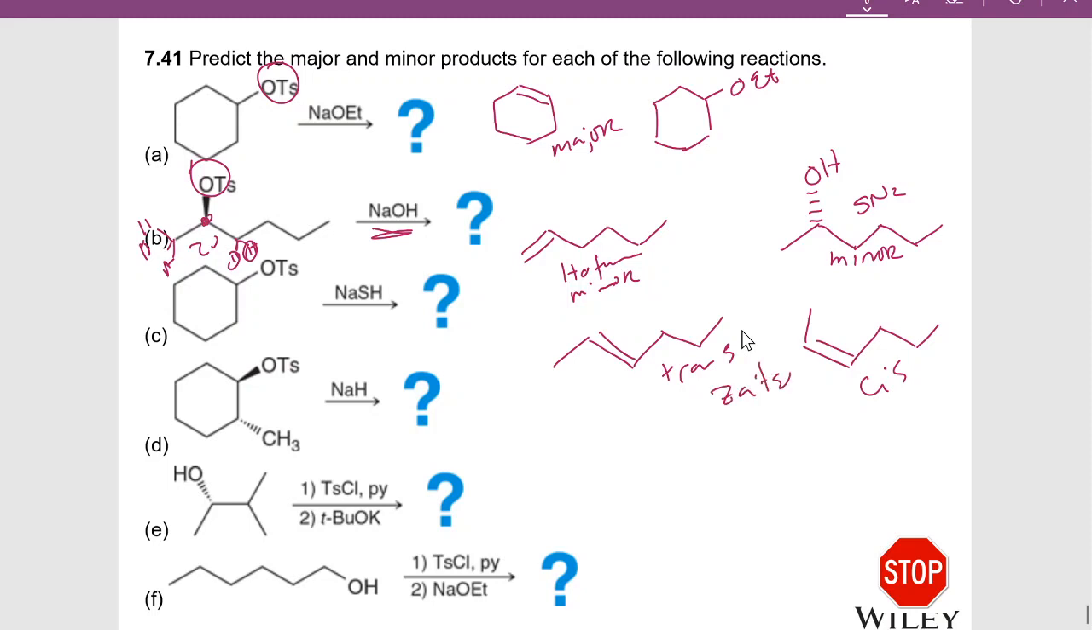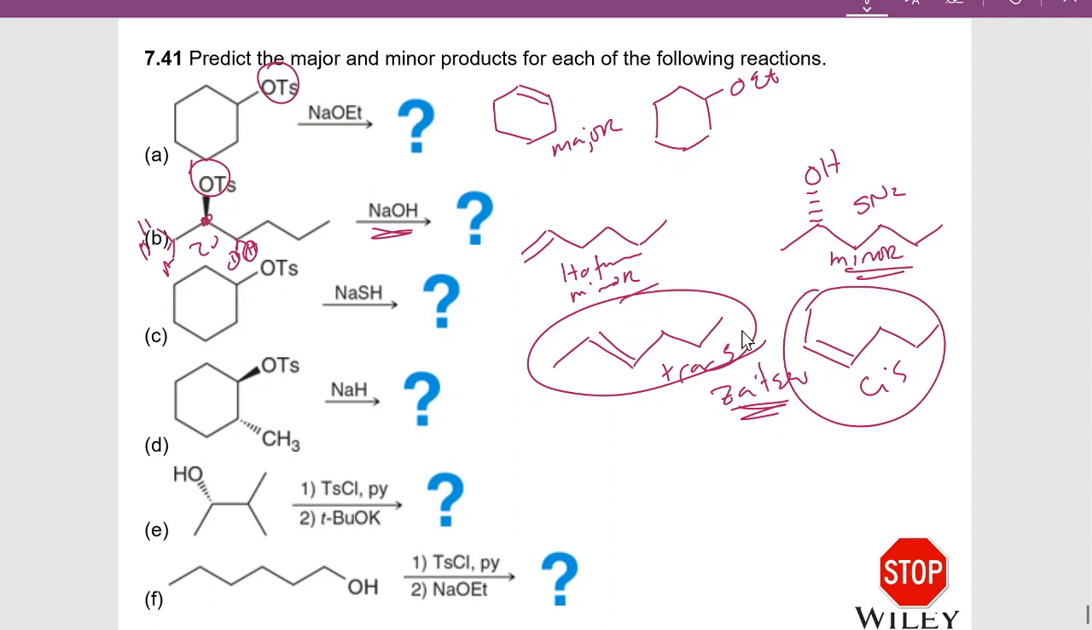So Zaitsev is going to be major over Hofmann, okay? E2 predominates over SN2, so SN2 is minor. Zaitsev predominates over Hofmann, so one of these Zaitsev products is going to be major. Trans predominates over cis. So this is going to be our major product over here. Okay. And now I'm going to have to erase some of this if I'm going to do the next problem.